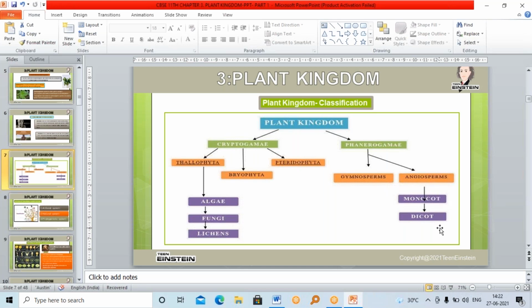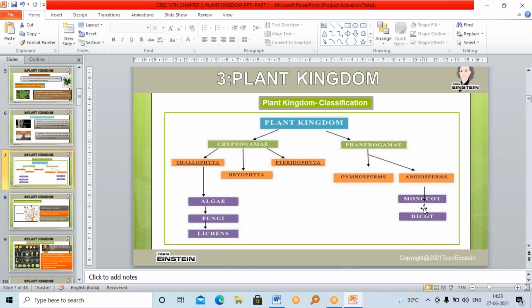Got it? So the plant kingdom is divided into cryptogamy and phanerogamy. Cryptogamy is divided into Thallophyta, Bryophyta, Pteridophyta, and Thallophyta is again divided into algae, fungi and lichens. And phanerogamy is divided into gymnosperms and angiosperms, and angiosperms are again divided into monocot and dicot. Is it clear? This classification should be learned by heart. That's why I'm repeating. Okay, we'll go to the next slide.